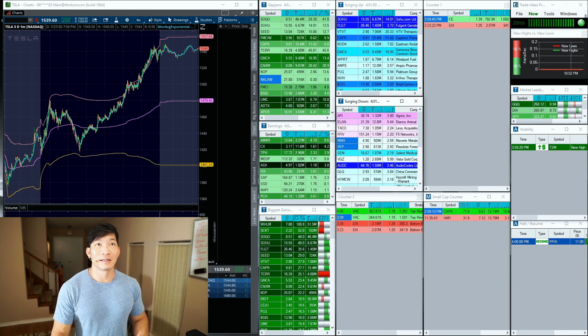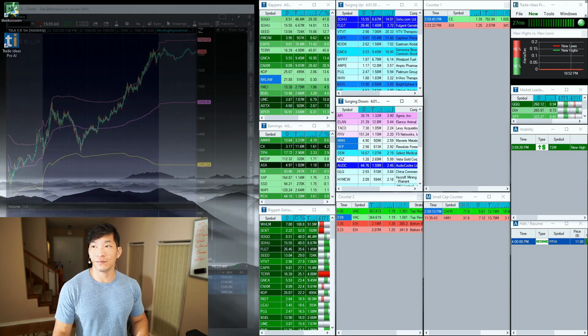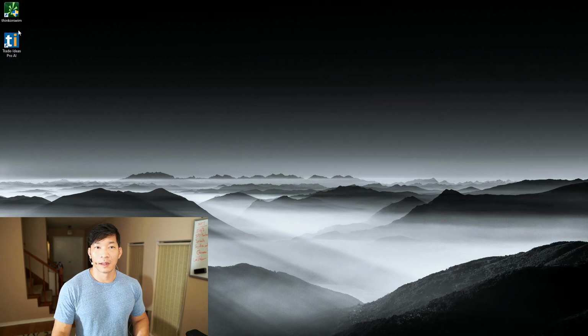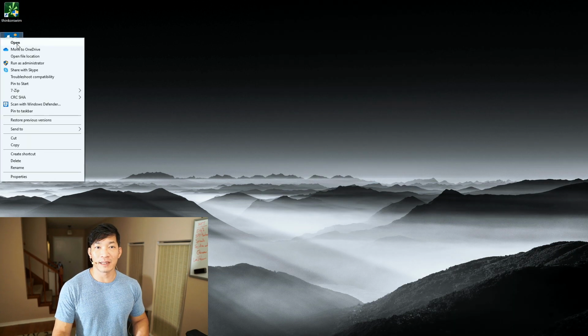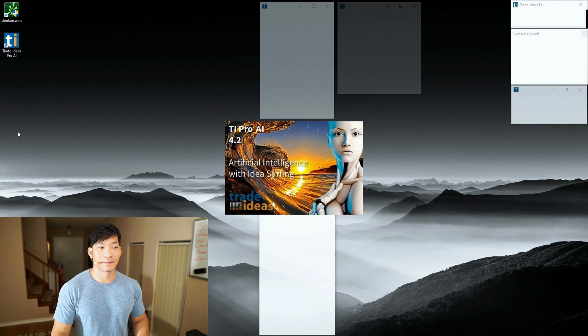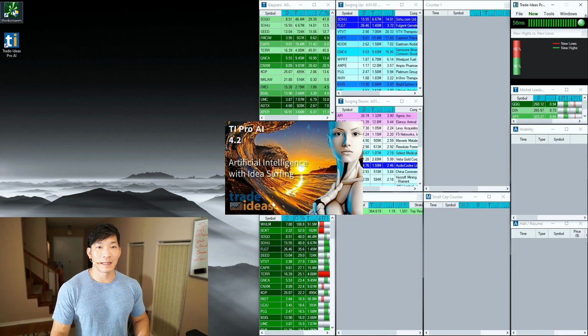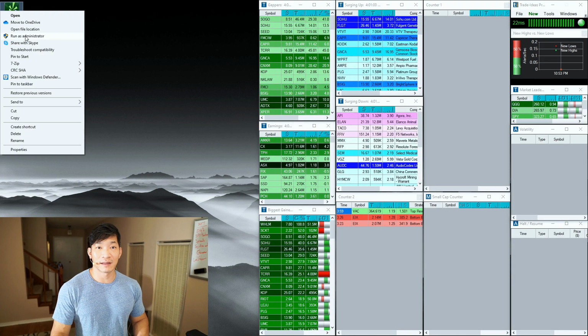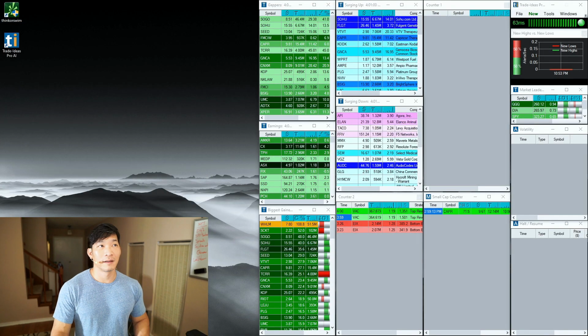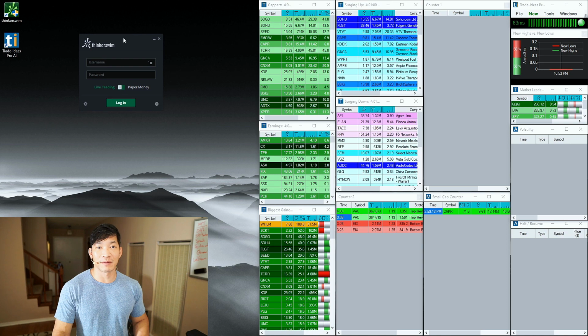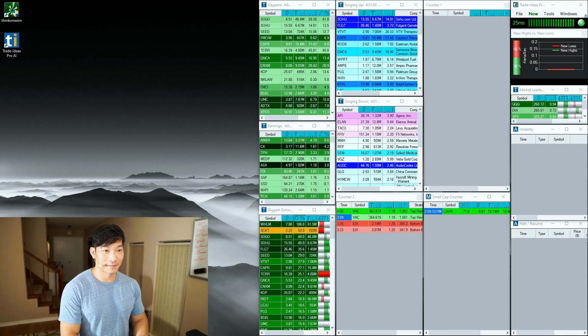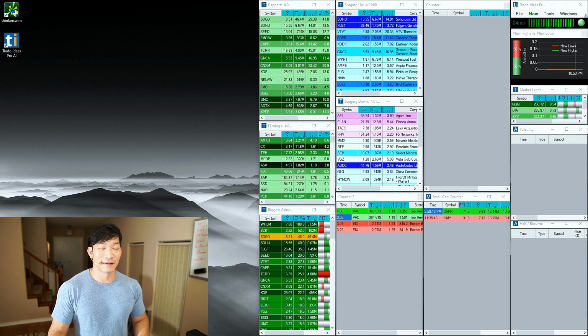Okay, so here is the solution that I came up with, and it actually worked out during today's stream. So I'm going to close everything off. And for these two on Trade Ideas, right click and go to run as administrator. It's going to ask you, click yes. Same thing with thinkorswim. Go to thinkorswim, right click, run as administrator. Click yes. And as usual, they're going to ask for my username and password. So both of them are run as administrator.